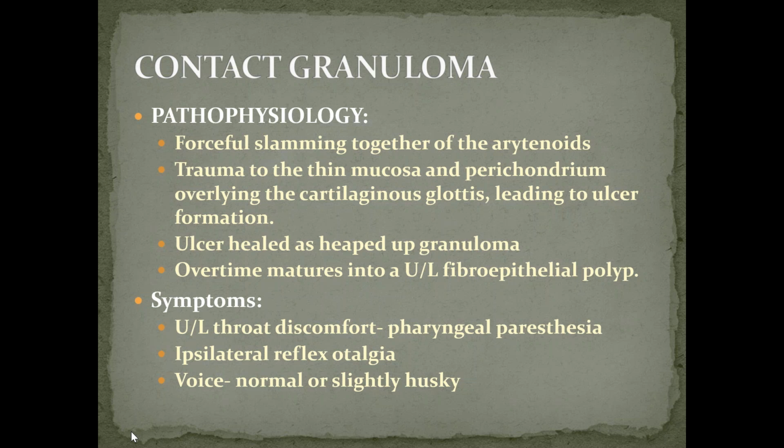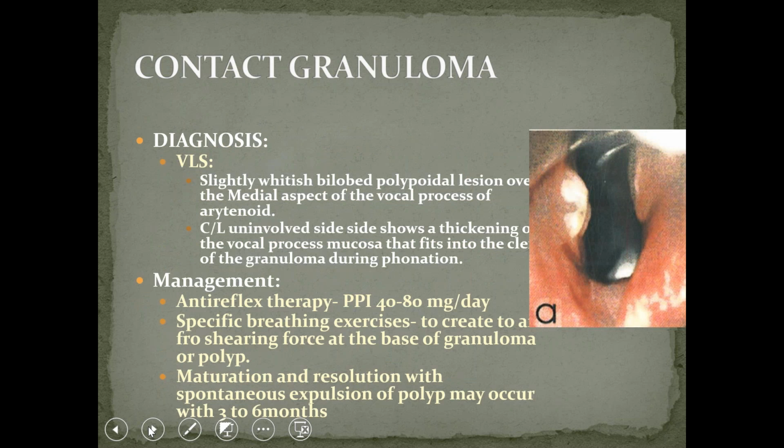The symptoms are usually throat discomfort, pharyngeal paresthesia, ipsilateral referred otalgia, and slightly husky voice. Those are the symptoms. Diagnosis is by video laryngoscopy: a slight whitish bilobed polypoid lesion over the medial aspect of the vocal process of the arytenoid. Treatment is anti-reflux therapy, that is PPIs 40 to 80 mg per day, and specific breathing exercises.